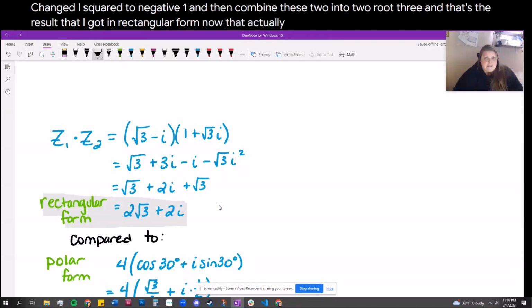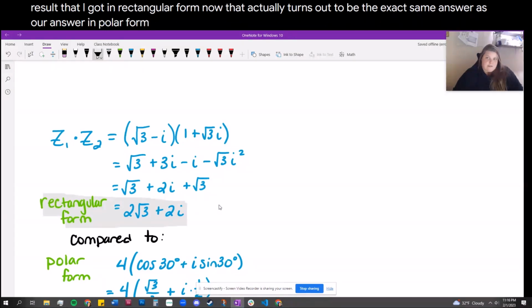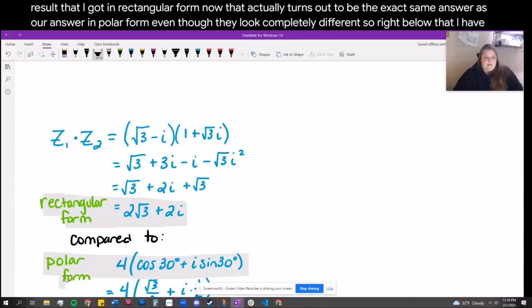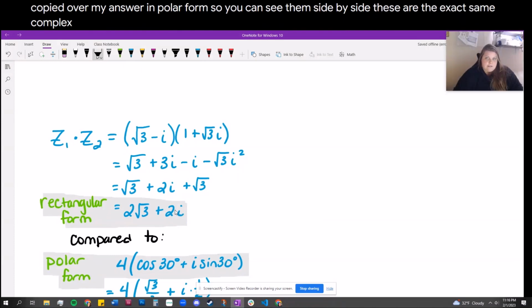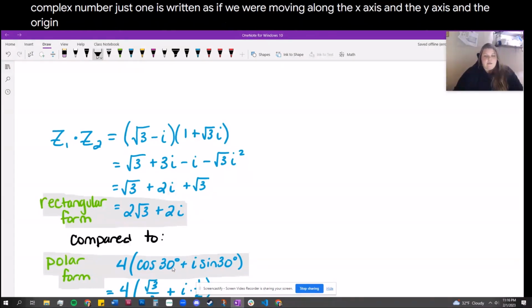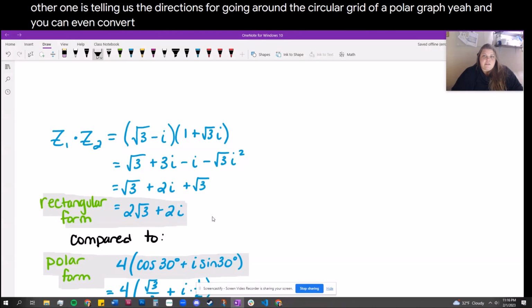Now that actually turns out to be the exact same answer as our answer in polar form, even though they look completely different. So right below that, I have copied over my answer in polar form, so you can see them side by side. These are the exact same complex number, just one is written as if we were moving along the x-axis and the y-axis, and the other one is telling us the directions for going around the circular grid of a polar graph. And you can even convert between the two of them very easily to check your answer.